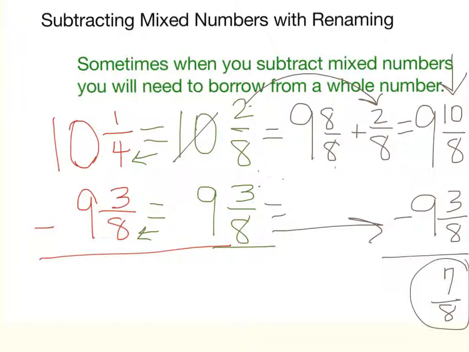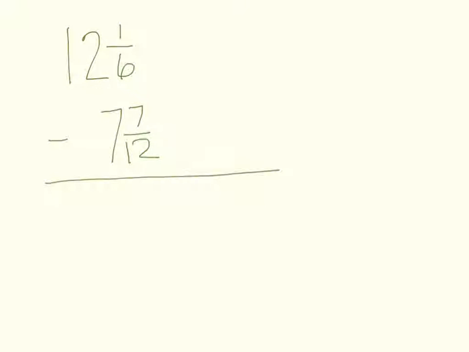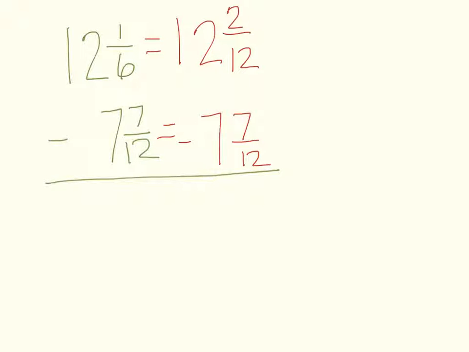So let me do that one more time for you. Let's look at this next slide. It's 12 and 1/6 minus 7 twelfths. Again, the first thing you do is bring over your whole numbers and get a least common denominator. In this case, it's going to be 12. And so 1/6 is going to be 2 twelfths, and then 7 twelfths remains 7 twelfths.